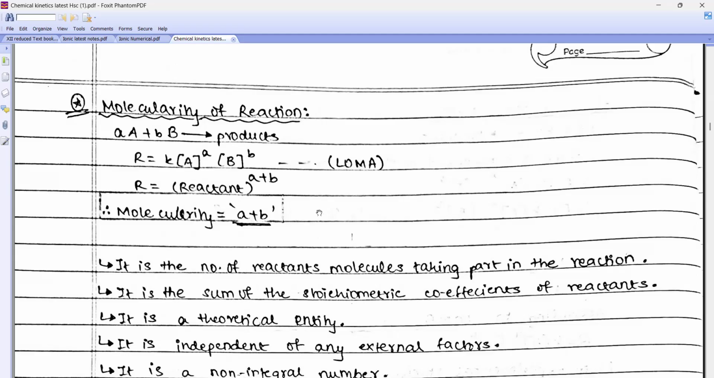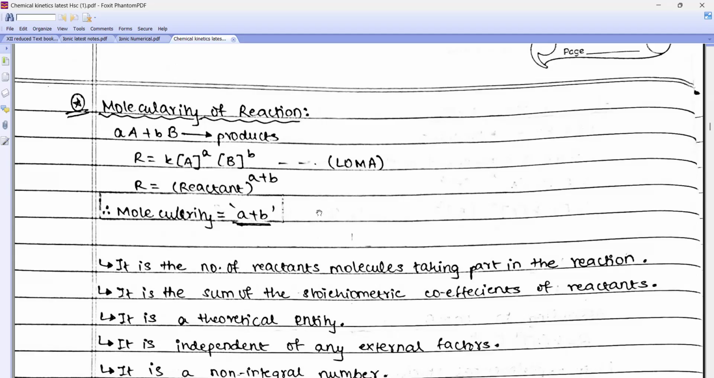Anyways, so I did one experiment, na? Similarly, suppose I have written any reaction on the board, just by looking at it you can tell me the molecularity. But will you be able to tell me what the order will be? No. For that, you have to go in the lab and do one experiment.